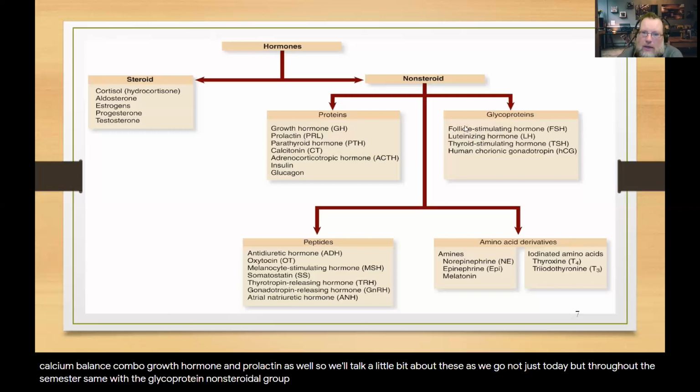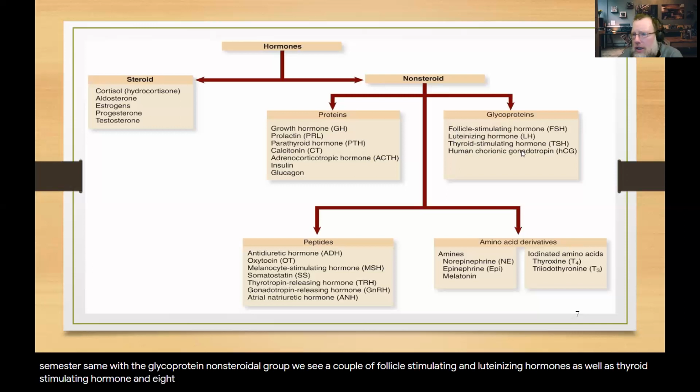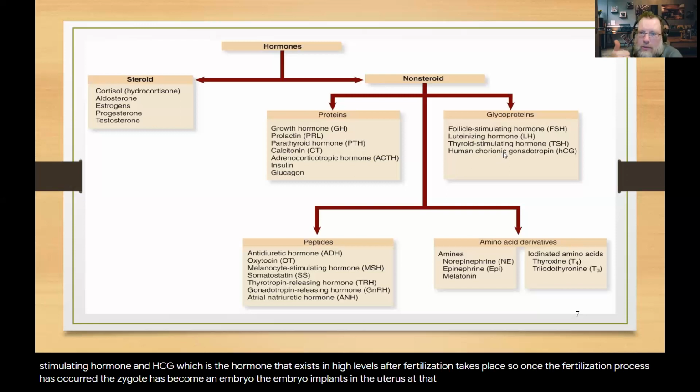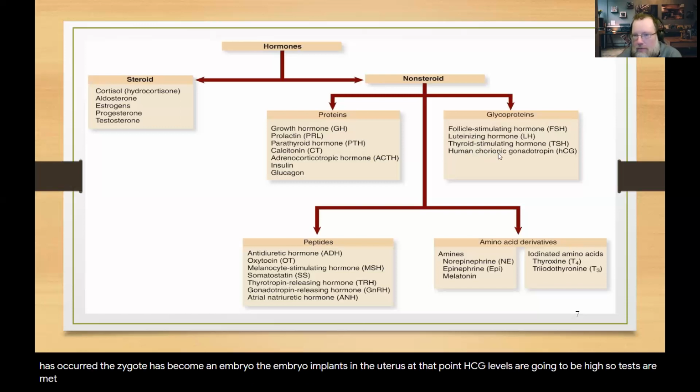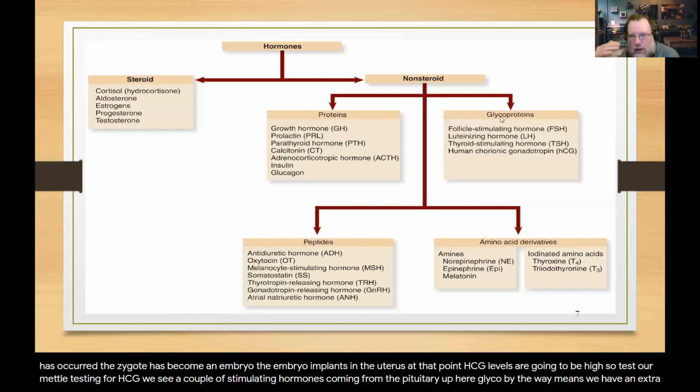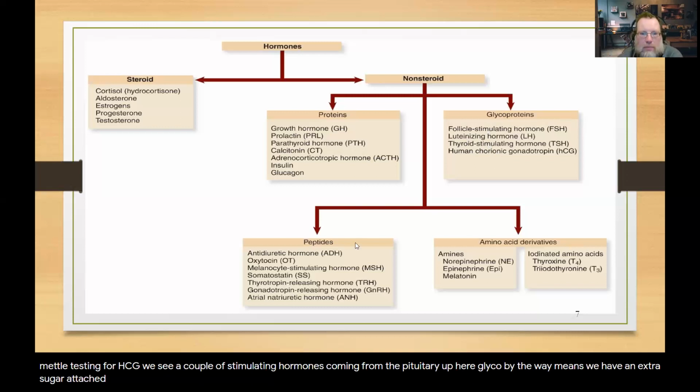We see a couple of follicle-stimulating and luteinizing hormones, as well as thyroid-stimulating hormone, and HCG, which is the hormone that exists in high levels after fertilization takes place. So once the fertilization process has occurred, the zygote has become an embryo. The embryo implants in the uterus. At that point, HCG levels are going to be high. So this is what the pregnancy tests are testing for, HCG. We see a couple of stimulating hormones coming from the pituitary up here. Glyco, by the way, means we have an extra sugar attached to the protein molecule.